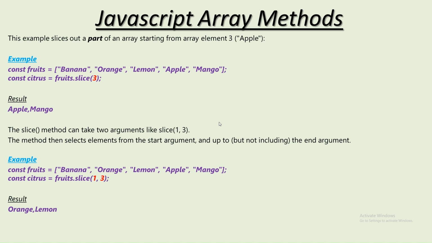The slice method can take two arguments, like slice 1, 3. This method then selects elements from the starting argument up to, but not including, the end argument. Okay, so banana, orange, lemon, apple, mango. With the second example, they are all fruits and citrus. So fruits will slice from the first position until the third. So that starts from orange, and third is lemon, so orange and lemon. It kept only two elements, one and two, and from three it released them. So the result is two elements without the others.